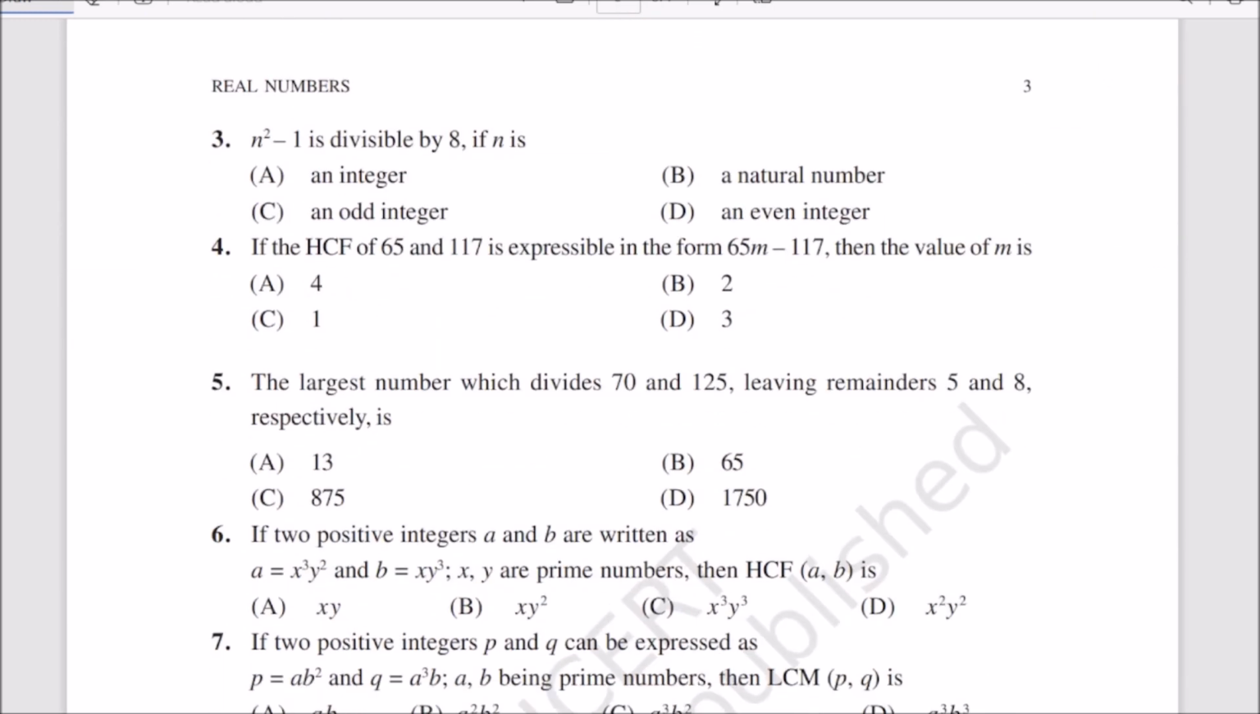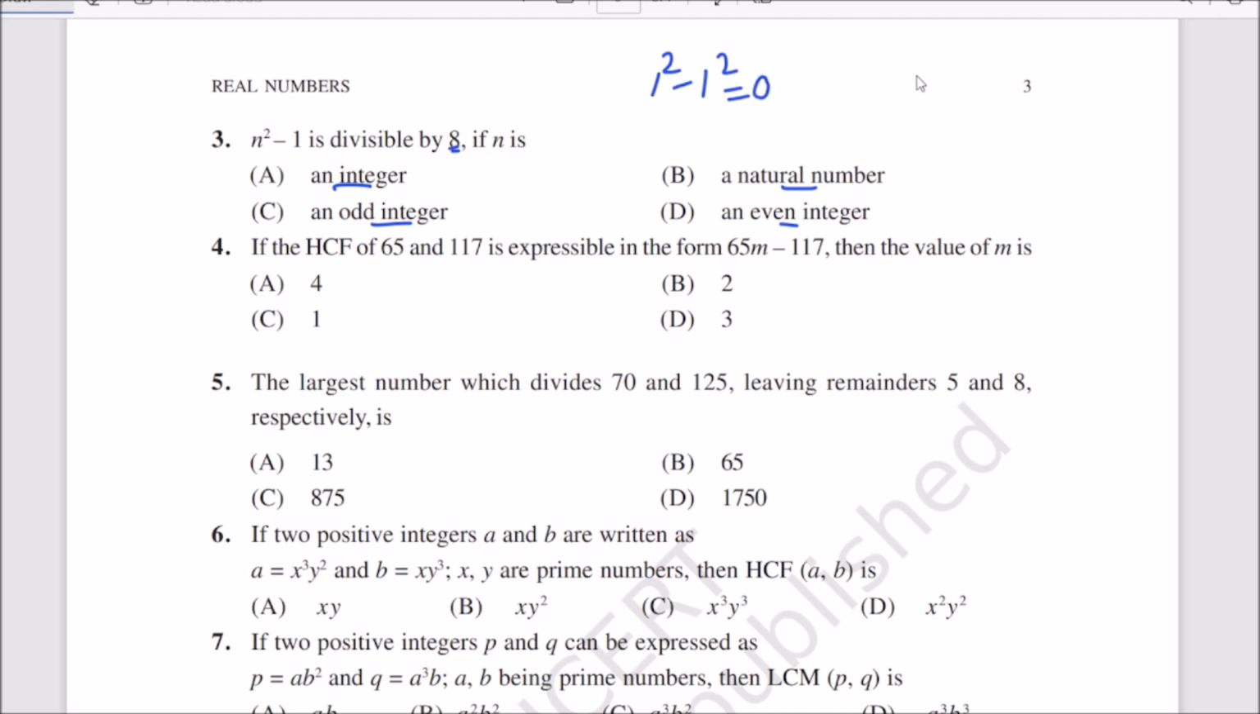Next is question number 3. n square minus 1 is divisible by 8 if n is an integer, a natural number, an odd number, or an even integer. So we can test by starting from 1. 1 square minus 1 is 0. It is divisible by 8.